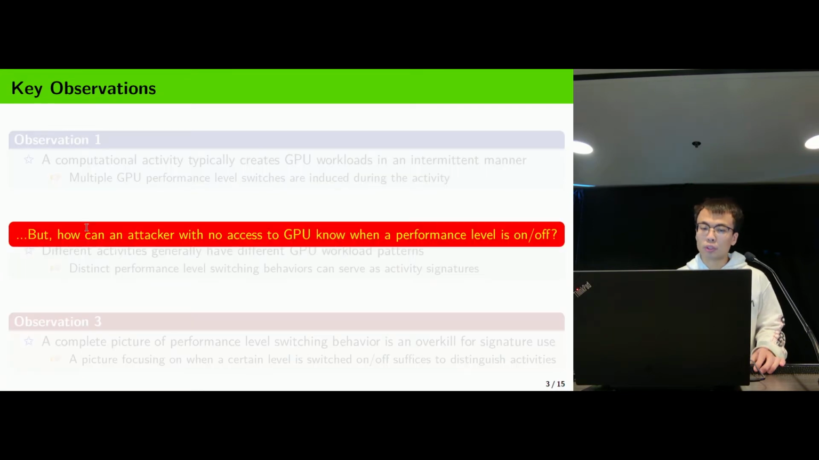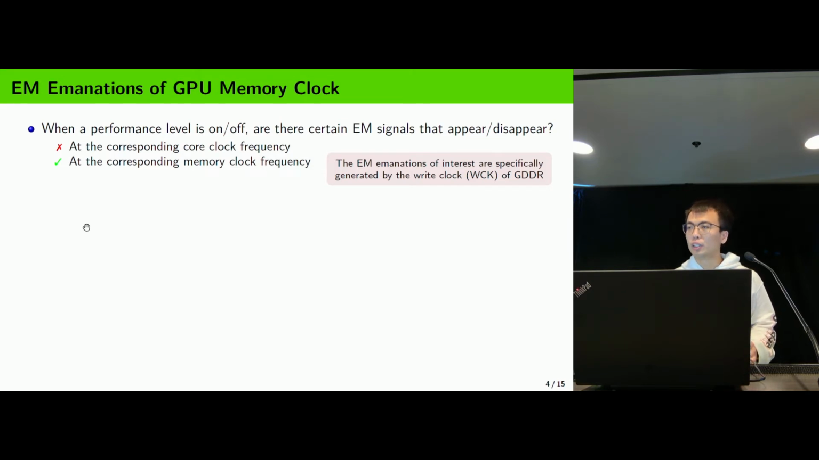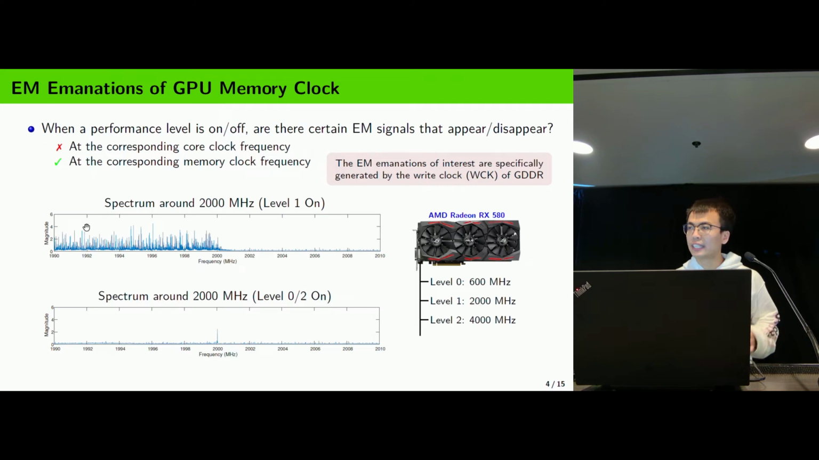So now that we know an attacker can use this level switching behavior to infer user activities, back to our original question: without any access, how can an attacker achieve this? Well, we found that when a performance level is switched on and off, there are certain EM signals that appear and disappear at the corresponding memory clock of the GPU. Further study indicates that this EM emission is generated by the GDDR write clock. Here, let's see an example.